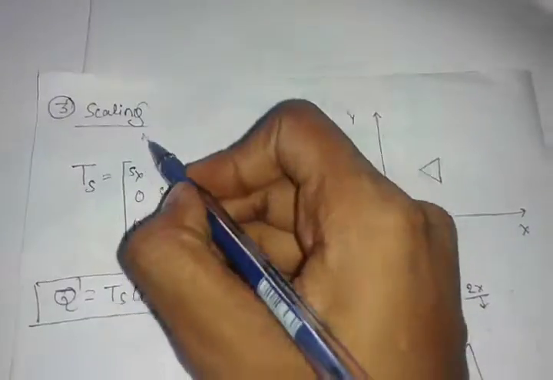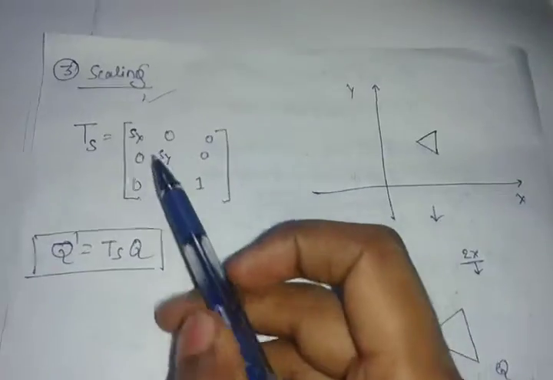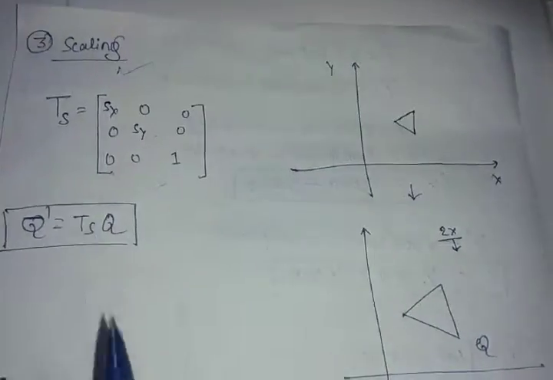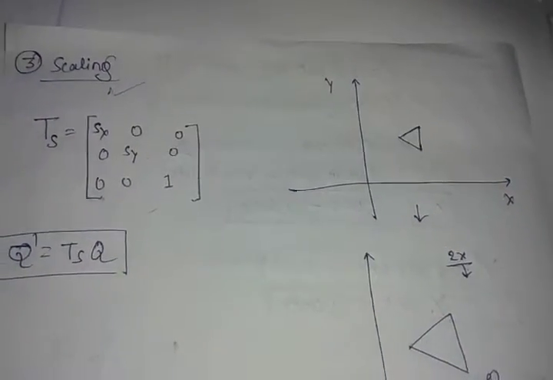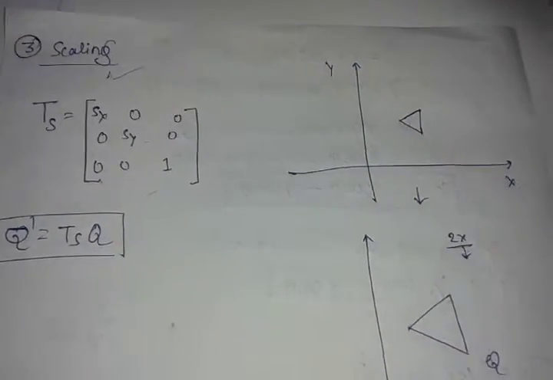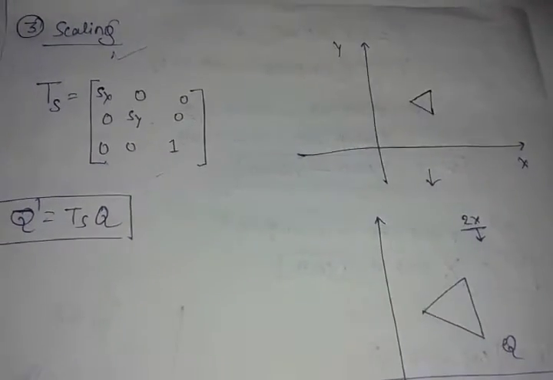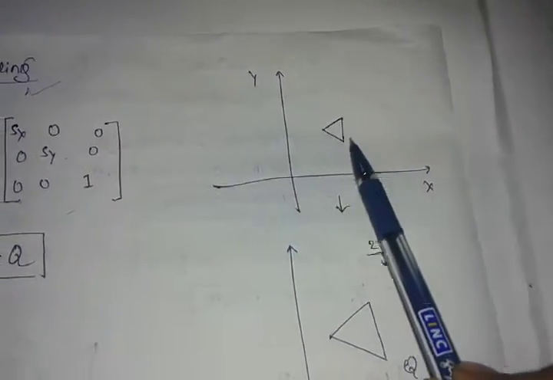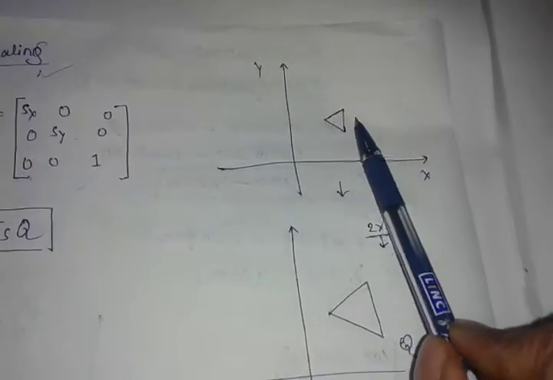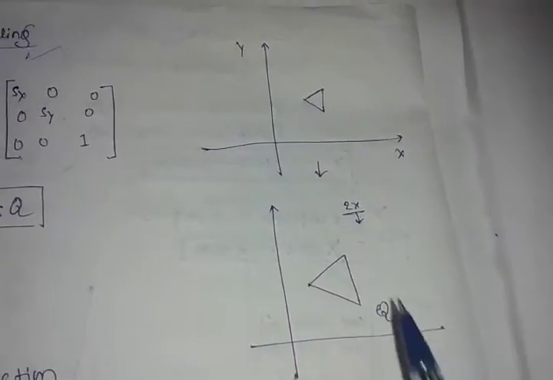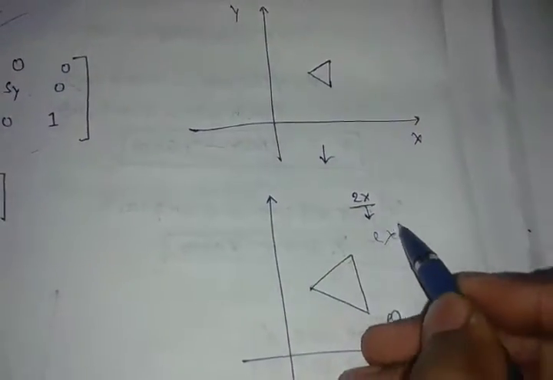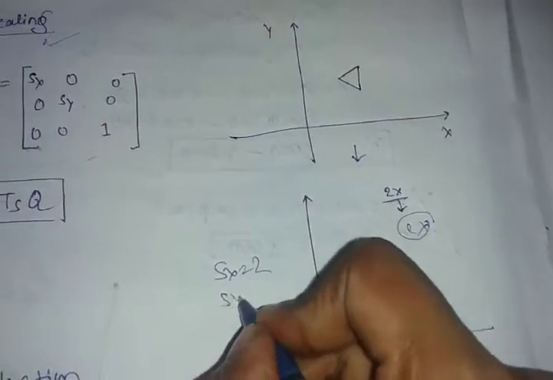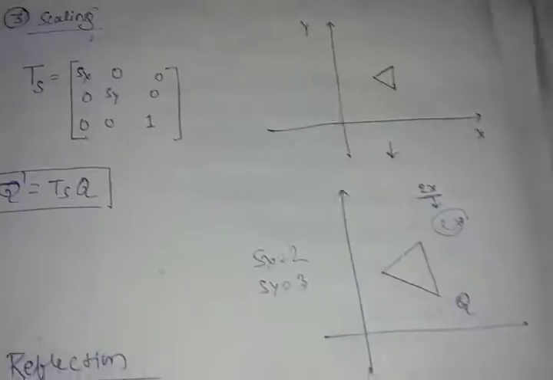Now we come to the scaling part. In the scaling, similar things. This is the transformation matrix for scaling. Sx and Sy are the scaling factors. What is it? It is the amount by which the object size is increased or decreased. Like suppose if I increase this object to twice its shape, it will become this. So we have increased it 2 times in x and 3 times in y, so here Sx equal to 2 and Sy equal to 3.